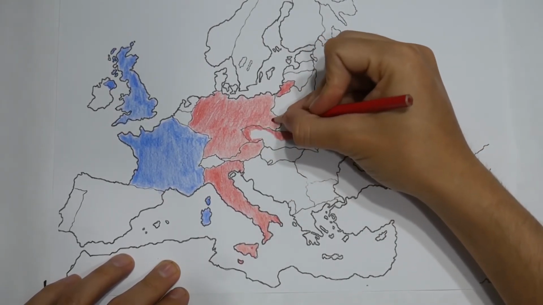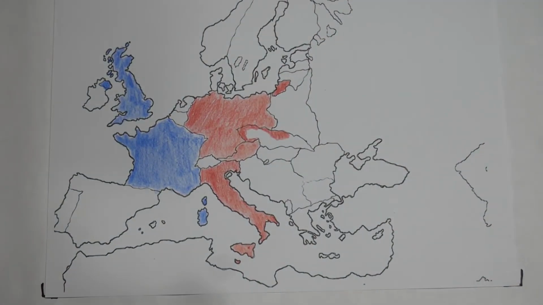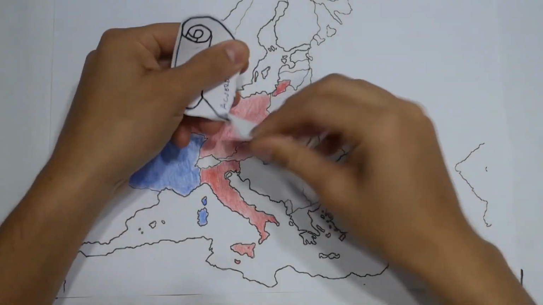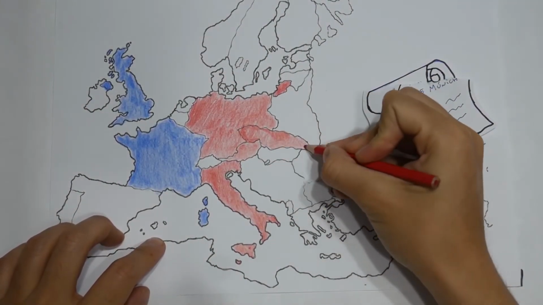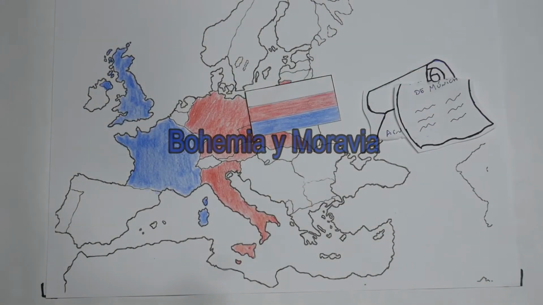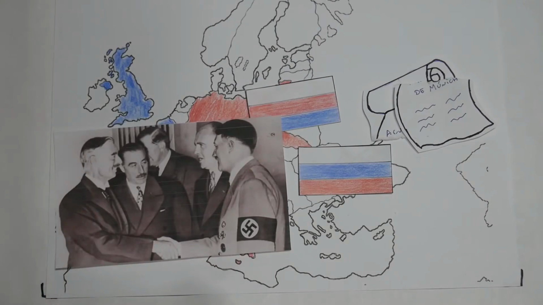To start the tensions, in March 1939, Hitler breaks the agreements of the Munich Treaty and takes not only the Sudetenland, but the rest of the country, thus creating the Protectorate of Bohemia and Moravia and the puppet state of Slovakia. This demonstrated the failure of appeasement.